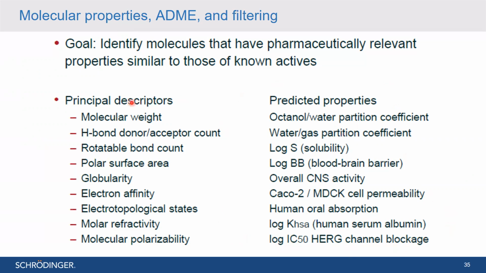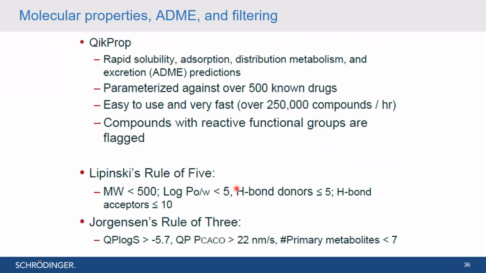You can also predict some descriptors like molecular weight, hydrogen bond donor and acceptor count, and even polar surface area or polarizability. These are various molecular descriptors which you can calculate, and the name of the tool is QikProp. Using this QikProp tool, you can basically predict the properties of all those molecules in just one go. It is tremendously fast. This is the name of the tool, QikProp, and it gives you all those parameters.